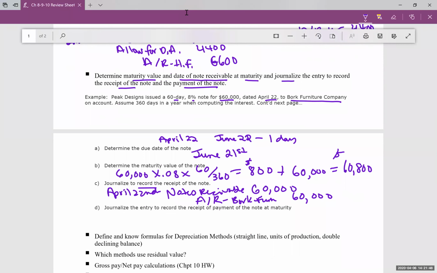Then when they pay it, which that date will be June 21st, it looks like this. Cash received, $60,800. Credit the notes receivable for the $60,000, and then credit interest revenue for the $800.